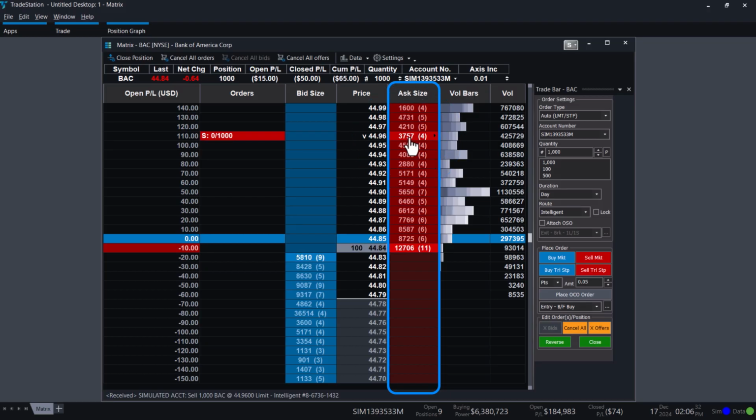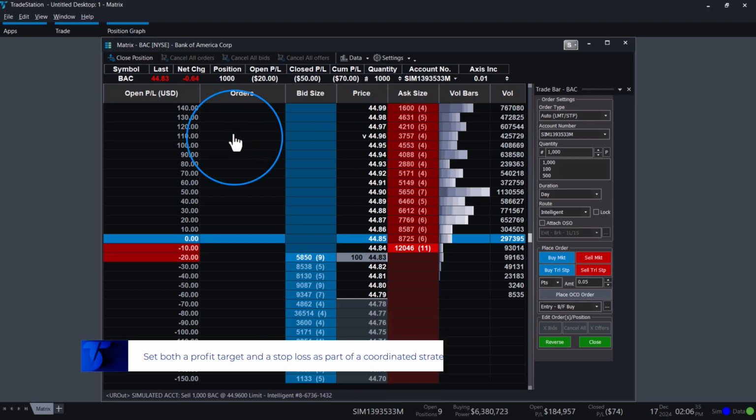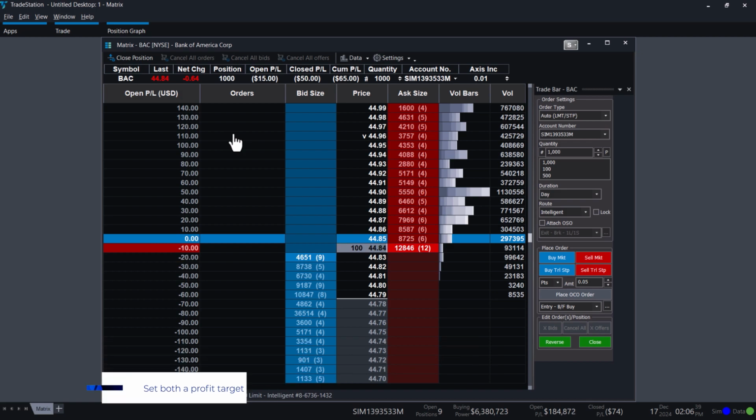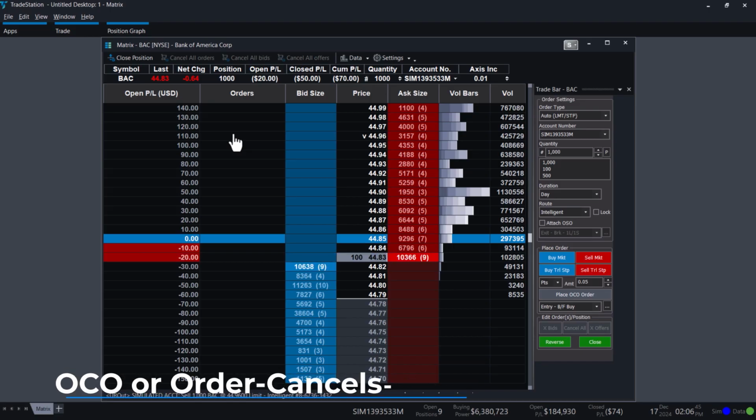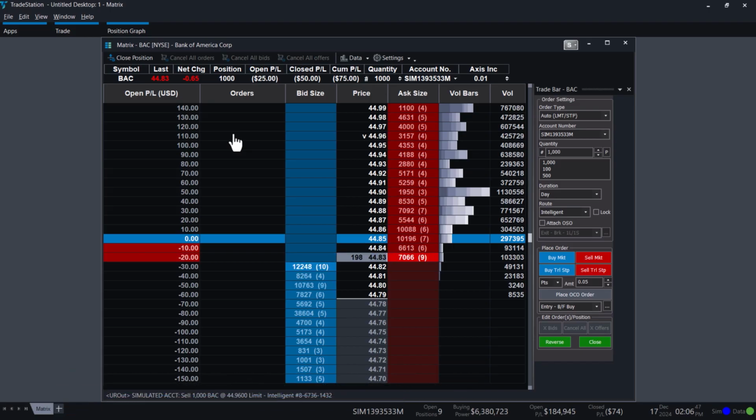To capture profits, a trader can similarly place a limit order at a target price above the entry by clicking the Ask column. Ideally, setting both a profit target and a stop loss as part of a coordinated strategy may help efficient trade management. This can be done using an OCO, or Order Cancels Order setup, which automatically cancels the opposite side order if one is executed, covering any market movement.